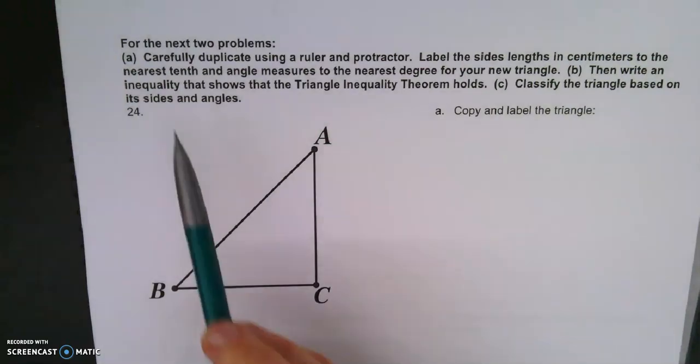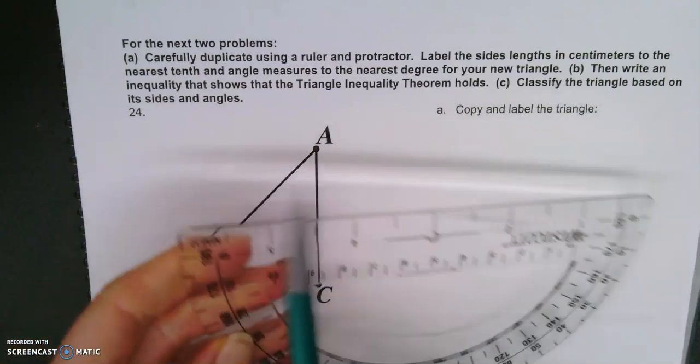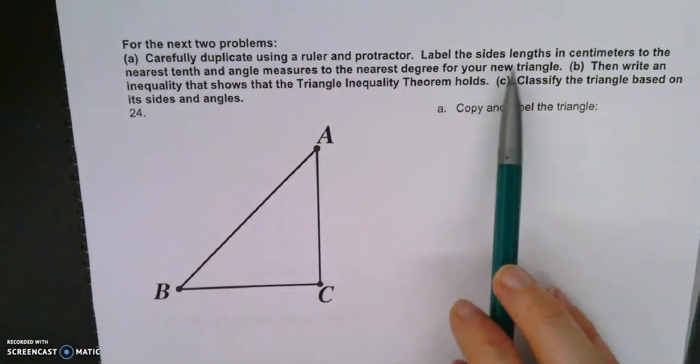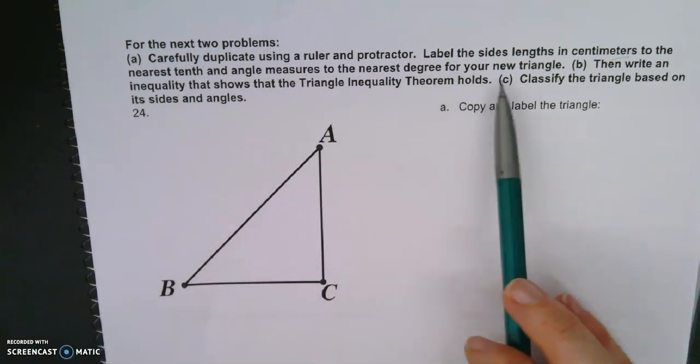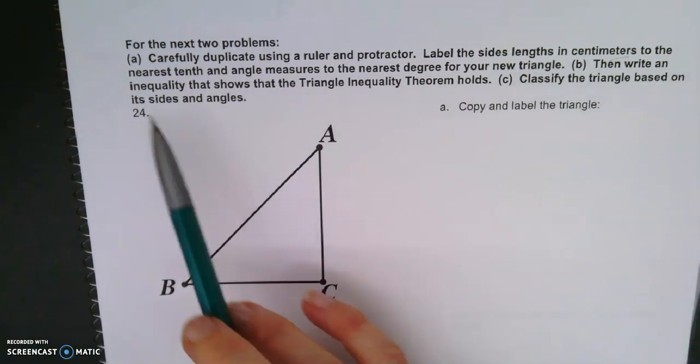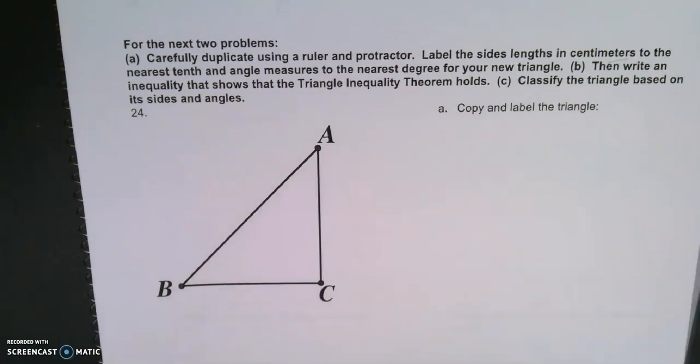Okay, for the next 2 problems, we're going to carefully duplicate using a ruler and protractor, or a protractor that happens to also be a ruler. Label the side lengths in centimeters to the nearest tenth, and angle measures to the nearest degree for your new triangle. Then write an inequality that shows the triangle inequality theorem holds, and classify the triangle based on the angles and side lengths. Let's take a look.